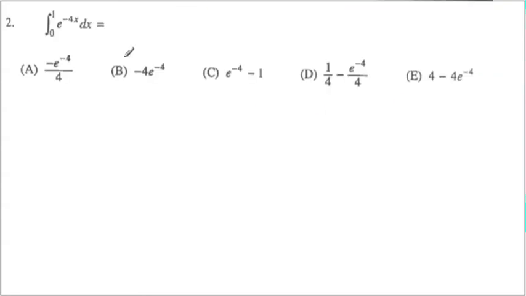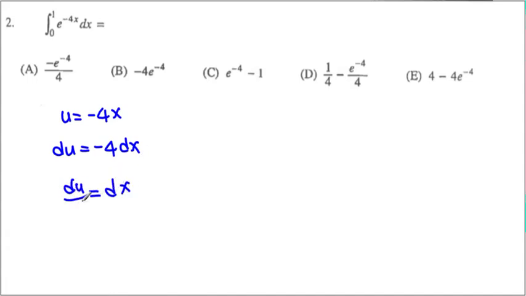Alright, let us look at the next question. What do you end up getting? First you have to integrate this one. When you integrate this, if you set u equals negative 4x, du becomes negative 4 dx. Using this, we realize that dx must be equal to du over negative 4.